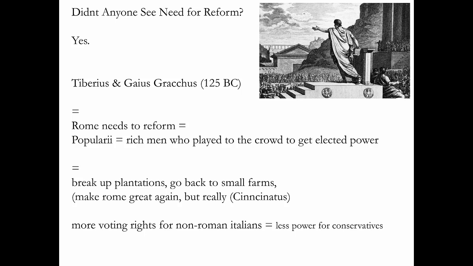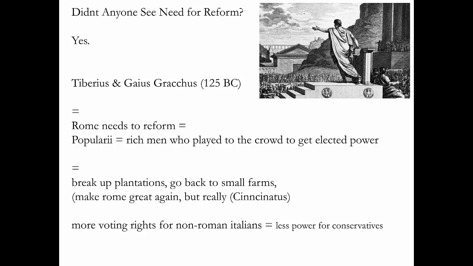Mussolini and Hitler were populares. Napoleon is a populare. They are people who come along who played at a crowd. They are rich men who go to poor people and say, help me. There's an argument to be made that FDR, Franklin Roosevelt, was a populare. So it's not just fascists or bad people. You know, it's a rich person who plays to the crowd to get elected to power. And the crowd loves it. They love it.